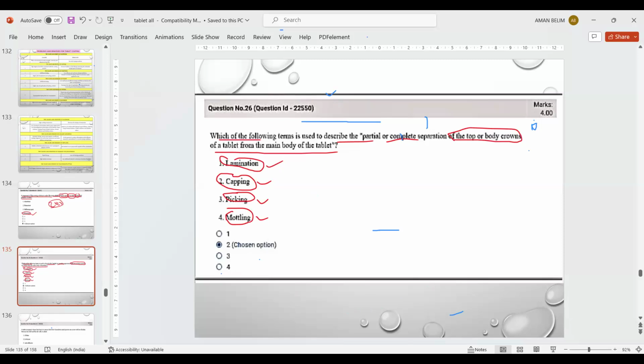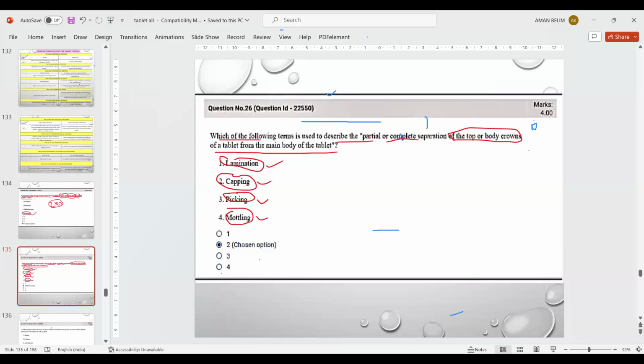What can be the reason behind mottling? No, Maillard reaction, no. Coating solution, no. Because of the solvent soluble dye, right? Color will be from the dye, right? Color will be due to the dye.